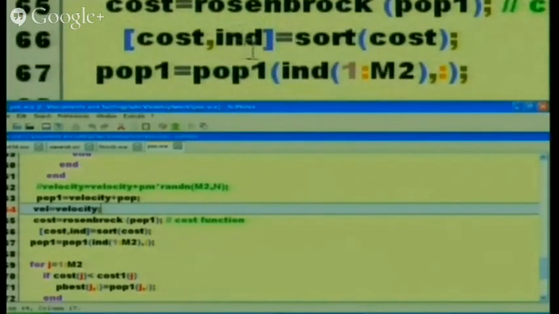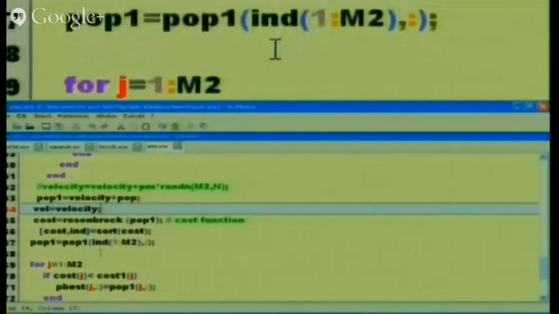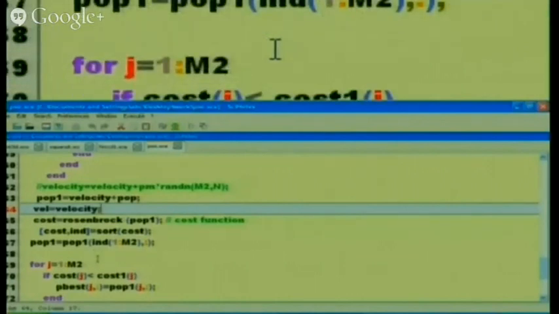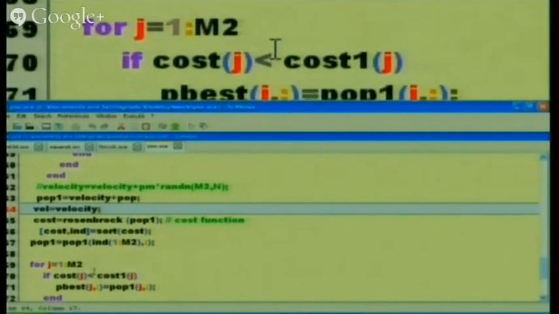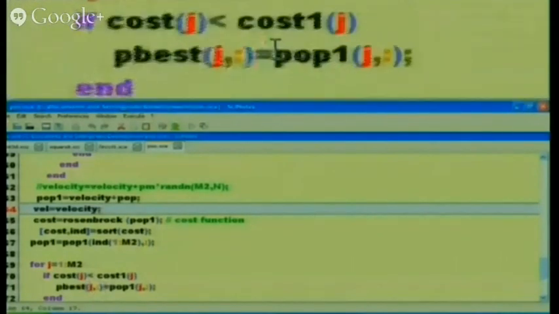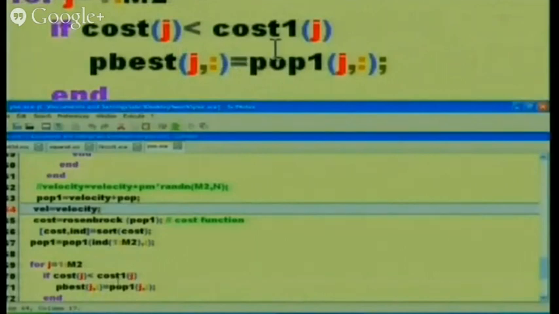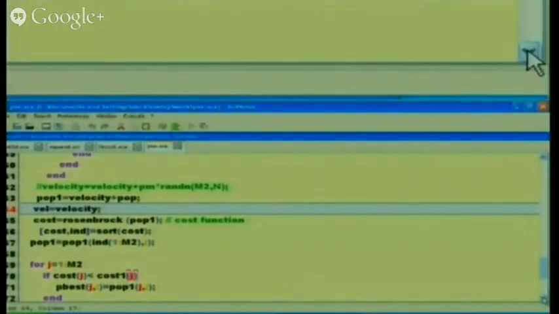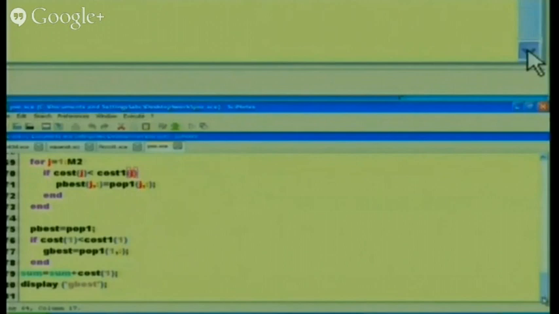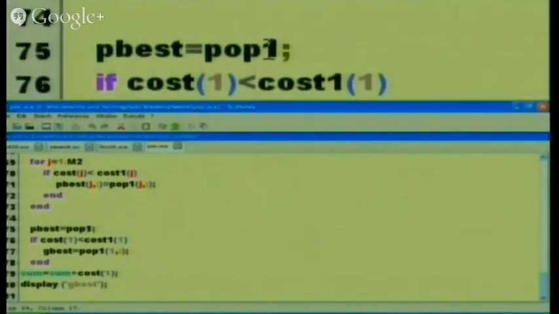The cost is being calculated for each iteration, and it is being checked whether the previous cost was less or this one is less. If the previous is best, then we keep it as P best, else we will keep the present one. Then P best is equal to pop 1.